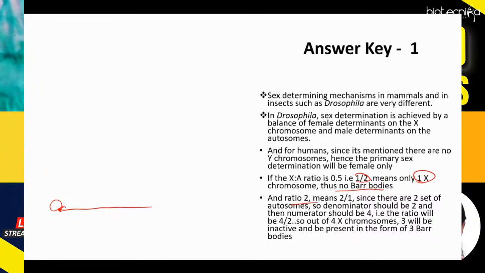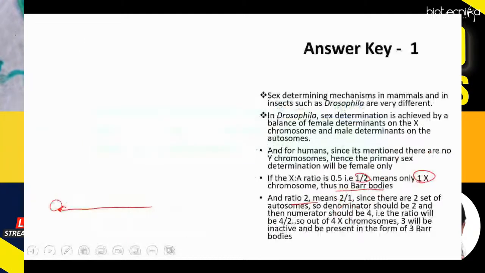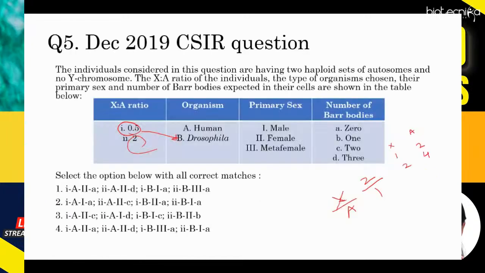If the X by A ratio has to be 2, what does that mean? There are 2 sets of autosomes, so the denominator has to be 2, because they have already mentioned 2 sets of autosomes. To maintain the ratio, the X chromosomes have to be 4, isn't it? Then only it will come to 2 is to 1, right? So autosomes are 2, X chromosomes will be 4.